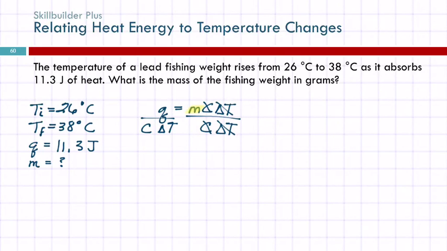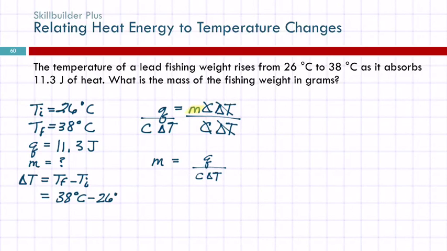And that's all kind of messy, so I'm just going to copy it down. M equals Q over C delta T. So I need Q, I need C, I need delta T. Well, I've got Q. I've got two temperatures, so I can find out what delta T is. Delta T is T final minus T initial. So that's the final 38 minus the initial 26. So that should be 12, right?